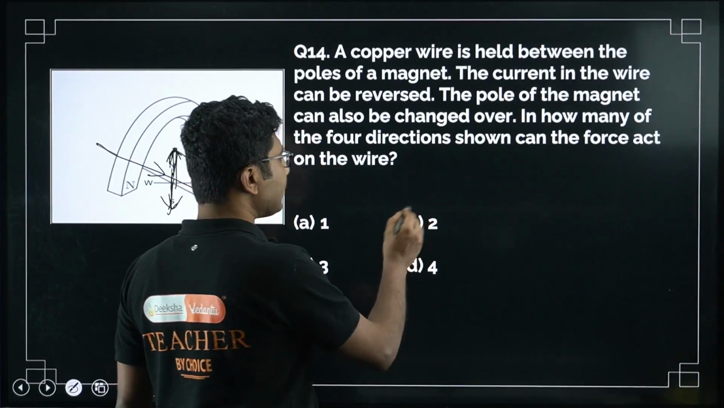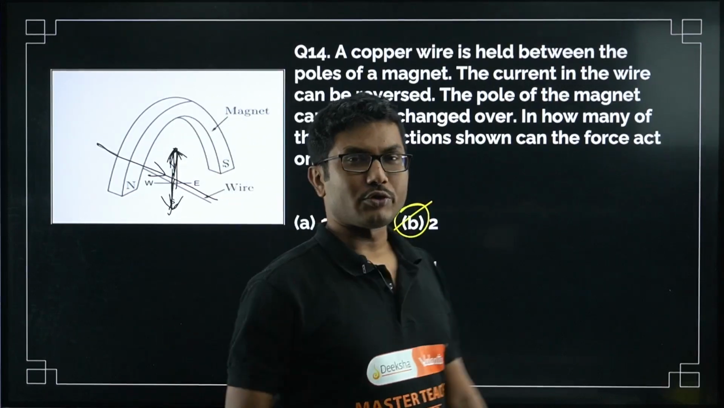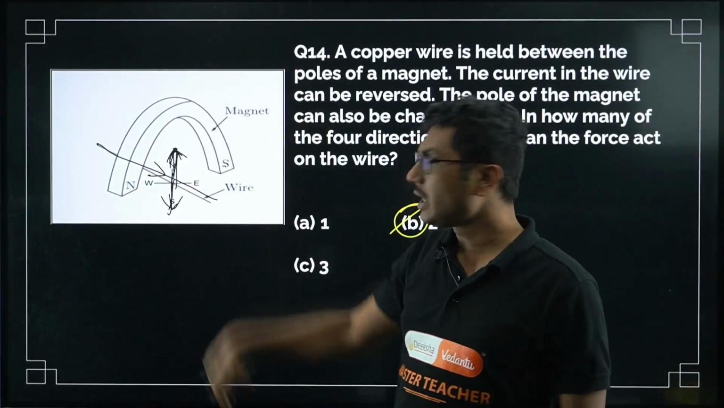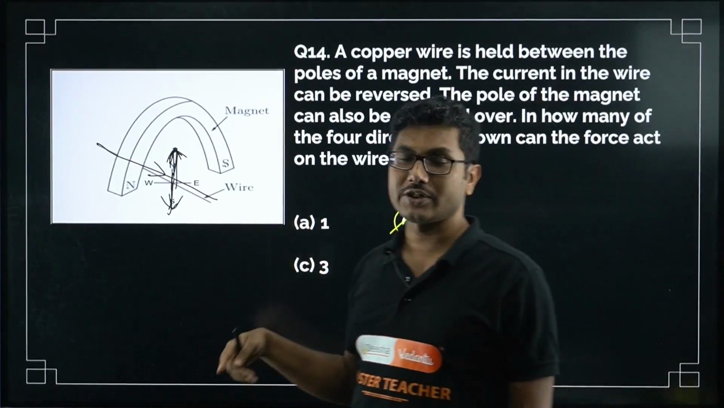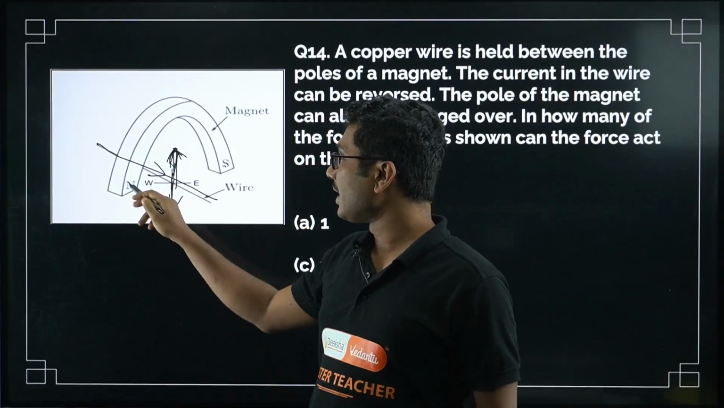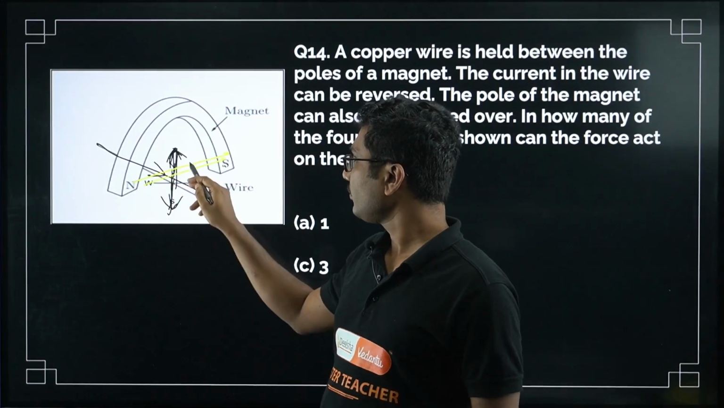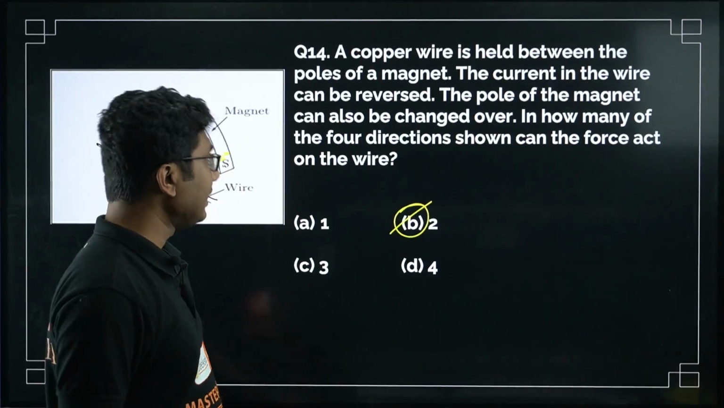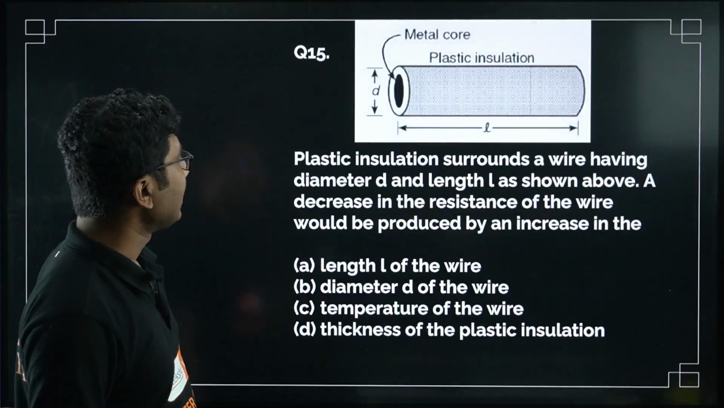So only option 2 is the answer. It can experience force only in 2 directions, either in the north direction or in the south direction. In the east-west direction, because the magnetic field lines are in this direction, there will be no force along east-west, right? Now let's move on to the next question.